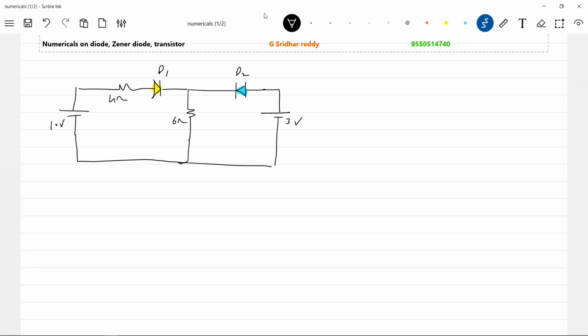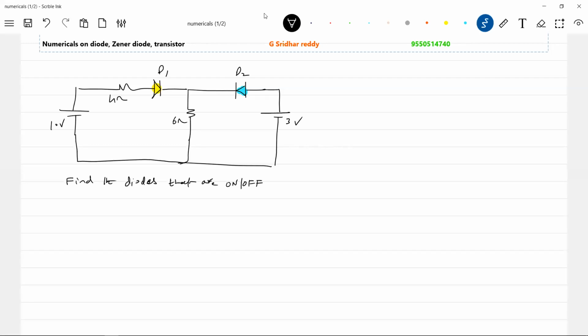Now it is asking which diodes will be on and off. Find the diodes that are on and off. Suitable table is not there, I'm trying to adjust. Writing is becoming a problem, scribbling.